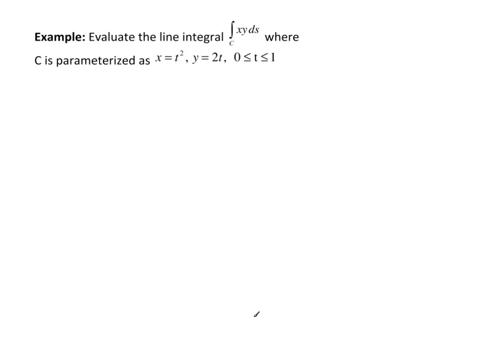Let's take a look at a quick example. Let's evaluate the line integral over this curve of xy ds, where this curve C is parameterized as x equals t squared, y equals 2t, from t goes from 0 to 1.